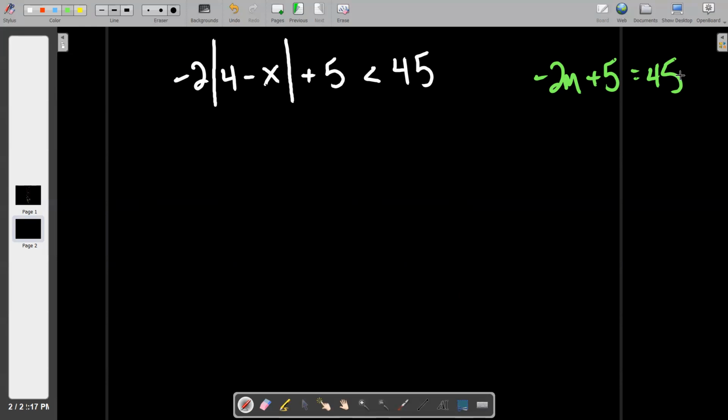I still want to move the 5 first because it's the plus or minus. It's the backwards order of operations thinking. So 5 is out. I leave the -2 times the absolute value of 4 minus x, and I have is less than 45 minus 5, which is 40. We're still thinking maybe this is a squisher.